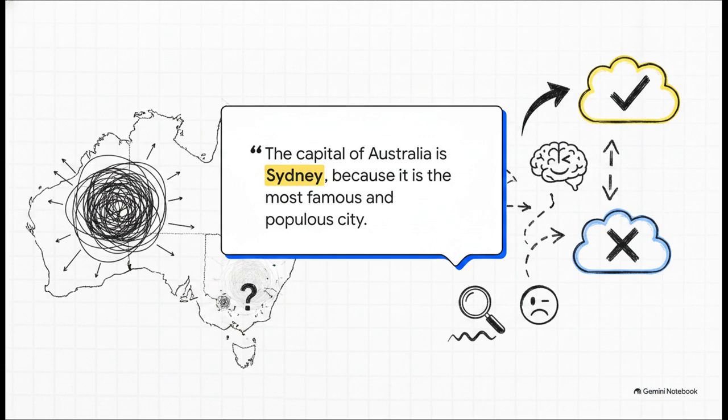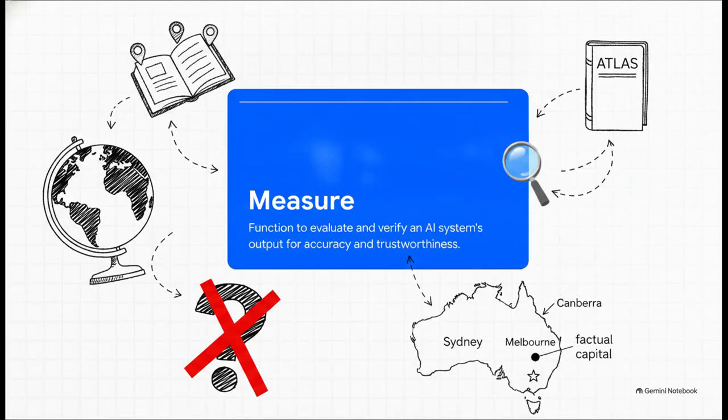It looks super confident, it sounds perfectly logical, but remember our misconception check here. Computer-generated does not automatically mean accurate. This is exactly where we step in. If we apply the measure tool from the NIST framework, we are actively choosing to evaluate and verify this AI system's output for accuracy.